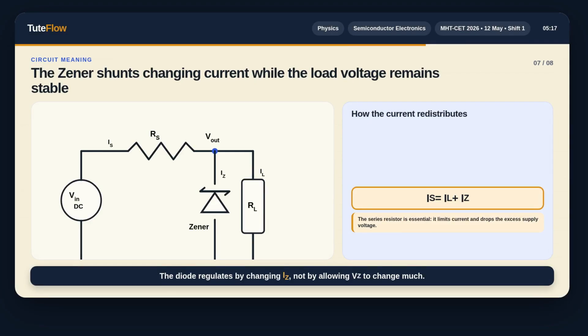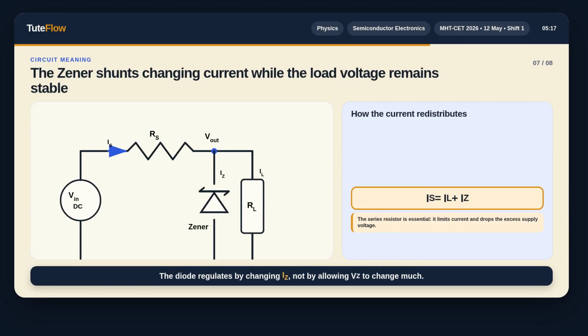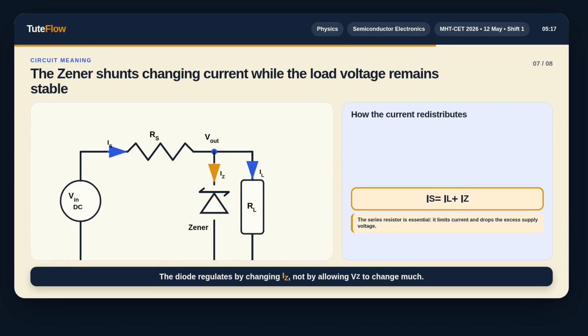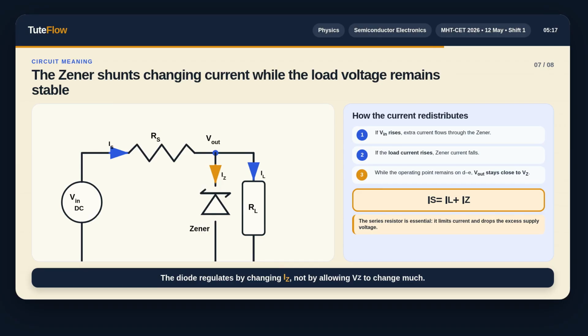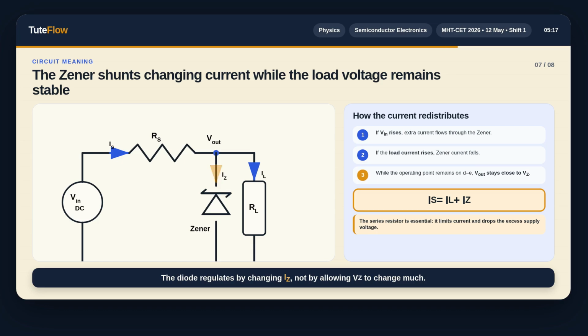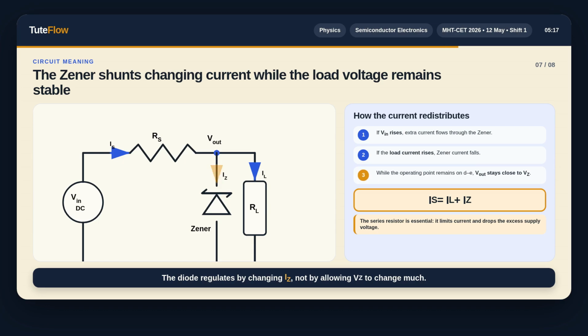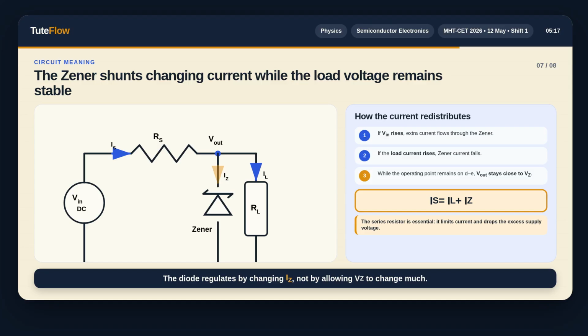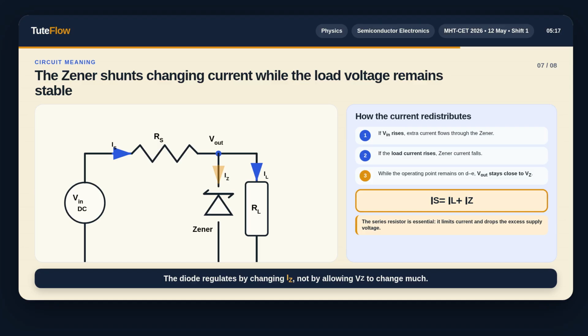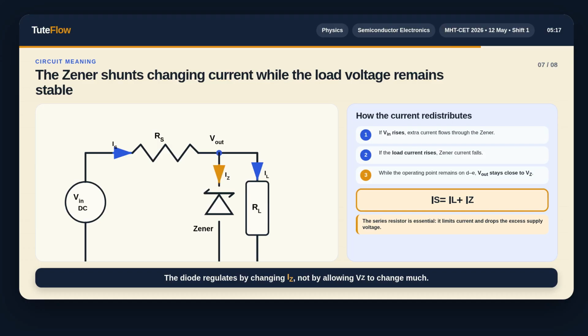See how this works in a regulator circuit. The Zener diode is connected in reverse bias across the load, and a series resistor limits current from the supply. If the supply rises, extra current is diverted through the Zener, but the load voltage remains close to Vz. If the load draws more current, the Zener current decreases. As long as the operating point stays on segment DE, these current changes cause only a small voltage change. That is the regulating action shown by the graph.